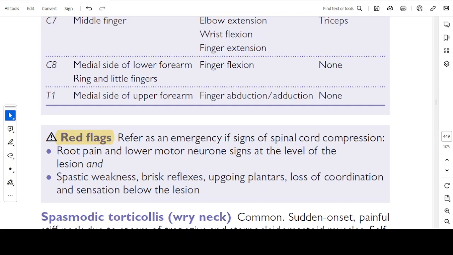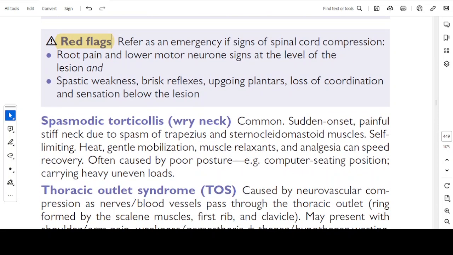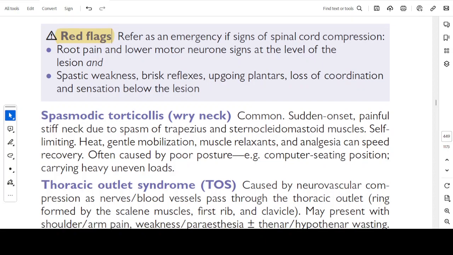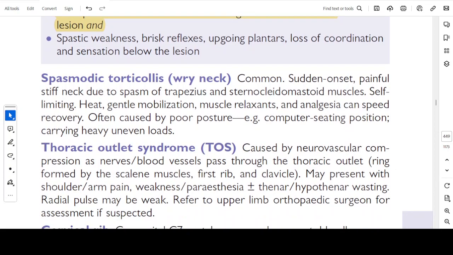Let's go ahead. Red flag signs in nerve entrapment. Refer as an emergency if spinal cord compression is present, but not nerve root. Root pain and lower motor neuron signs at the level of the lesion, and spastic weakness, brisk reflexes, upgoing plantars, loss of coordination and sensation below the lesion. Then you have to refer as an emergency because it is due to spinal cord compression.